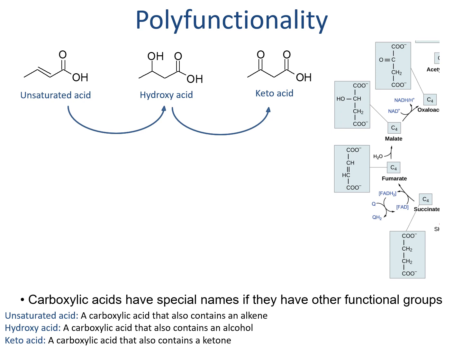We use that to convert a carboxylic acid into an unsaturated acid, another way of saying a carboxylic acid that has a double bond. So you can see an unsaturated acid on the left. That unsaturated acid can be hydrated into a hydroxy acid, so that's a carboxylic acid with an alcohol group as well. And that alcohol can be oxidized to a ketone, giving us a keto acid. That's a carboxylic acid that also has a ketone.